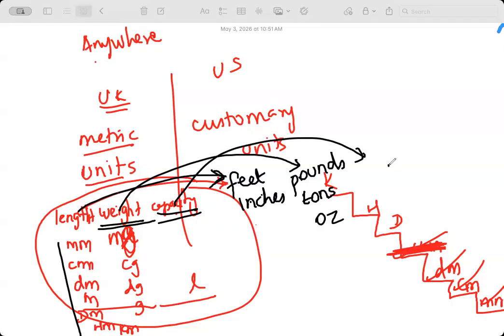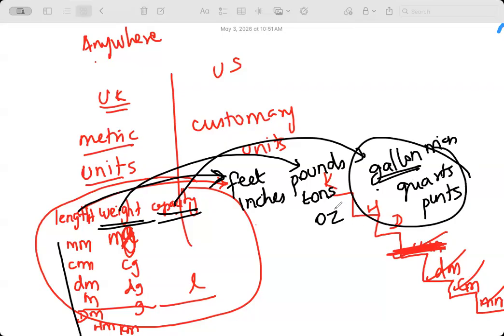You know what? Whenever we think of capacity, the gallon man should come to picture. Remember the gallon man? So he has what? Quarts, pints, all this he has. These are the customary units for capacity.